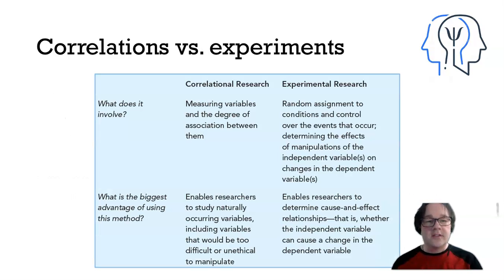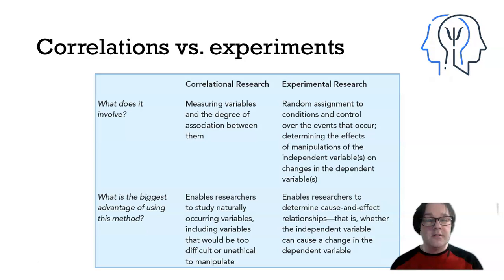Okay, so let's take a look at some differences between correlations and experiments, or correlational research and experiments. So what does it involve? Let's start with correlational research. Correlational research involves measuring variables and the degree of association between them. So measuring two variables, we're talking about bivariate correlation here, so two variables, and measuring how much are these two things related, how much do they go together.